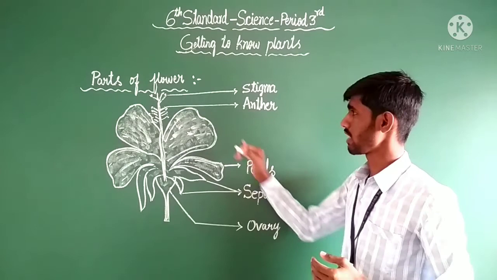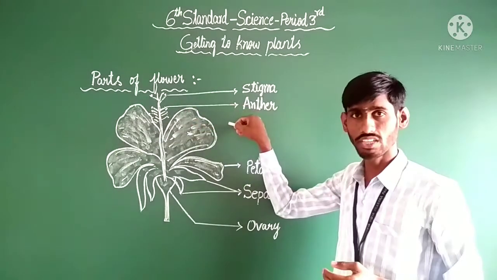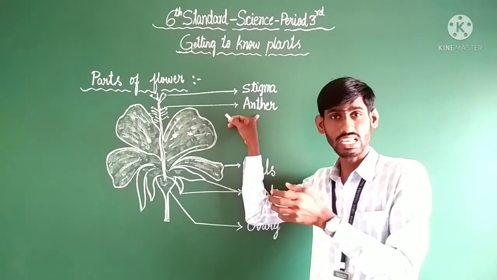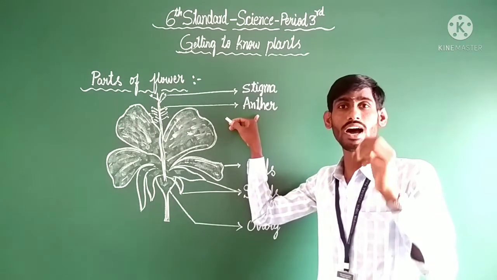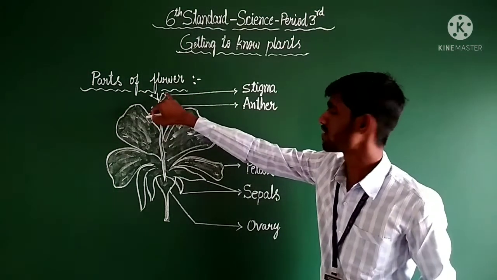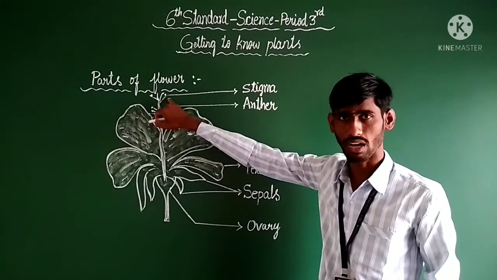Next, anther. Dear children, the anther consists of pollen grains. The pollen grains are the male cells or male gametes. Okay, see, this we call stigma, as I have just explained.